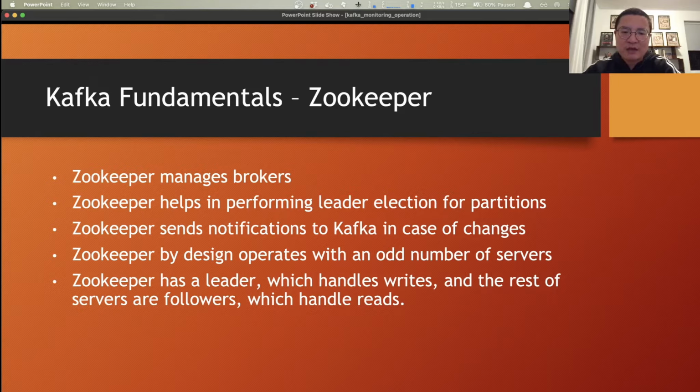By design, Zookeeper operates with an odd number of servers because Zookeeper has to elect a leader. If the number of servers is even, it's going to have some challenges electing the leader sometimes, right?